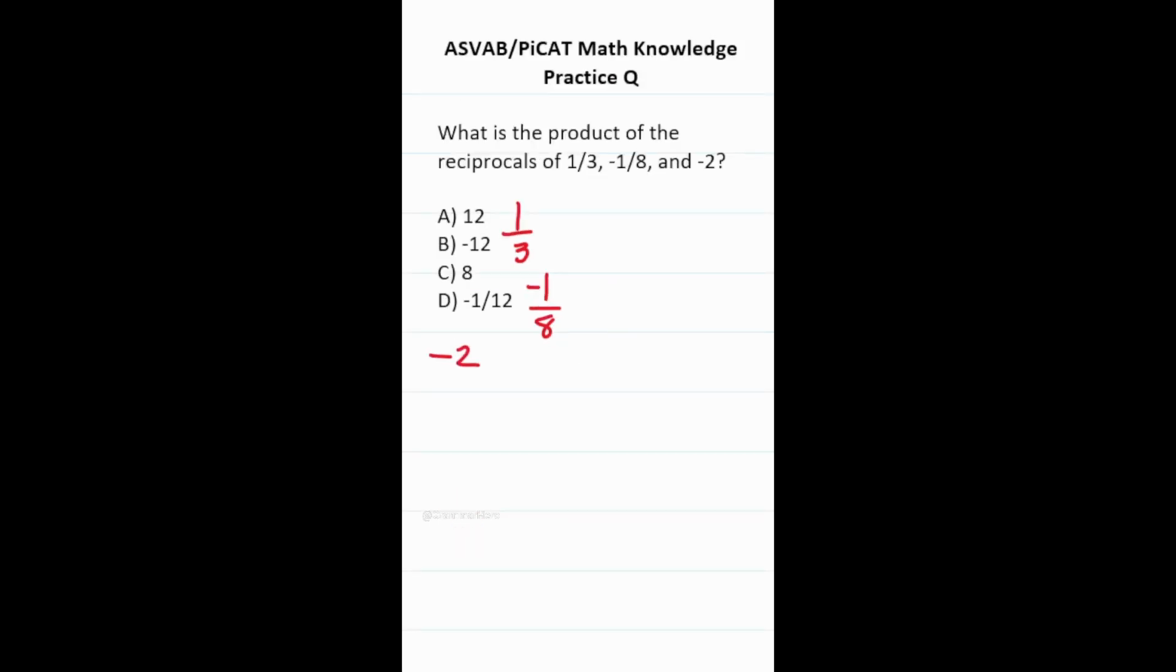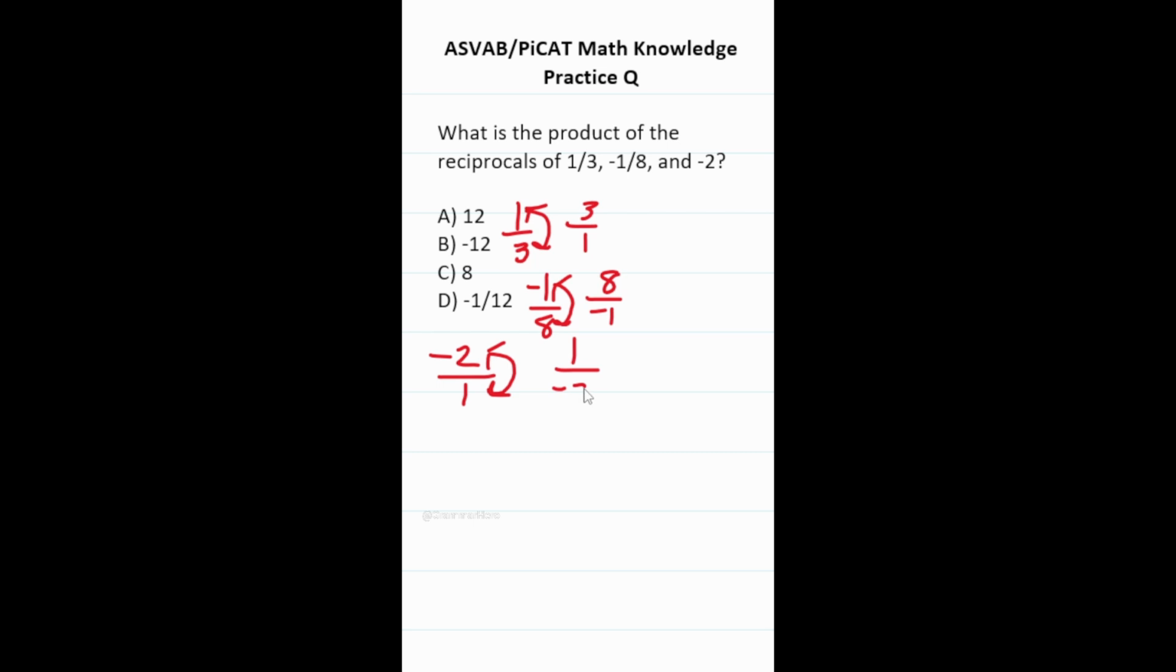This ASVAB PiCAT Math Knowledge Practice Test question says, what is the product of the reciprocals of 1/3, -1/8, and -2? So let's start by finding the reciprocals of these. We're just going to exchange our numerator and denominator. In other words, the reciprocal of 1/3 is going to be 3/1. Do the same thing for -1/8. This becomes 8/1 for its reciprocal. To find the reciprocal of -2, place it over 1 and then do the same thing. That is, exchange our numerator and denominator.